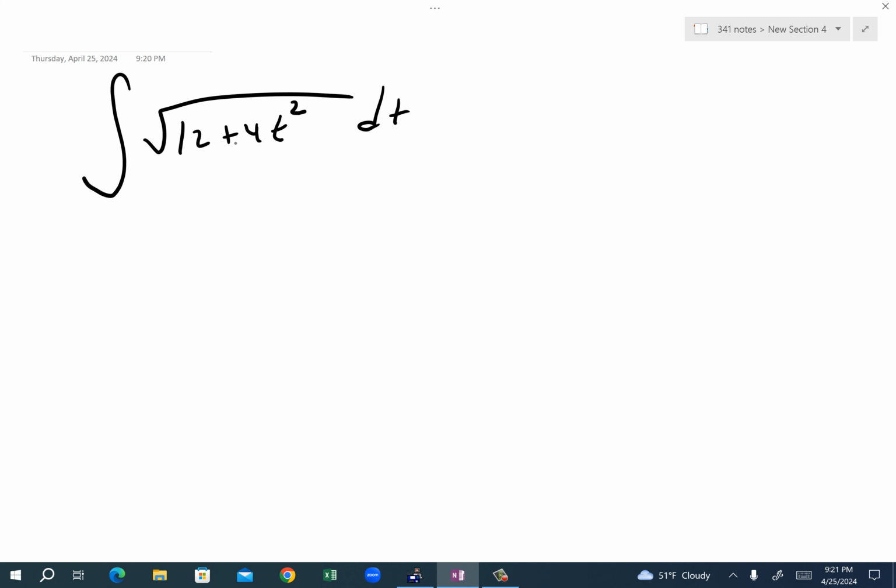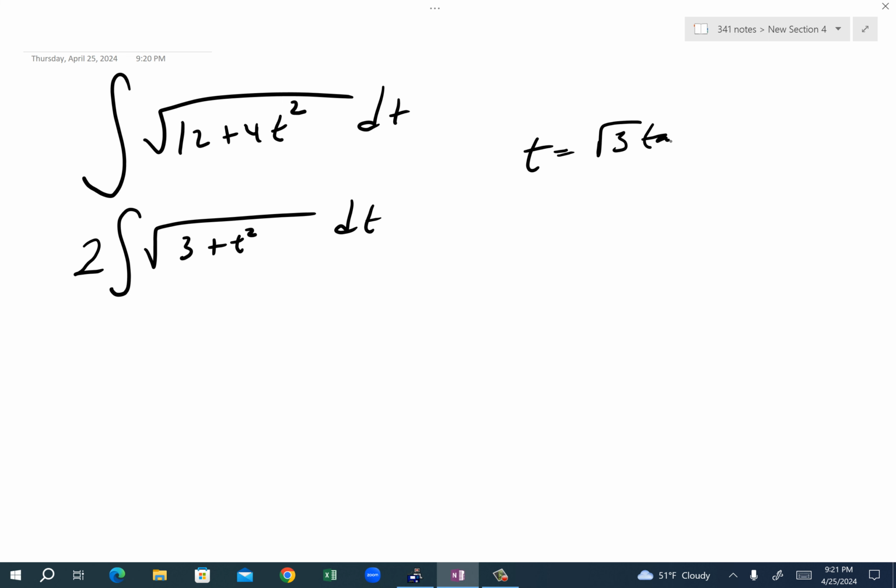Tangent. Can we pull a 4 out of these first? If you would like, you may do that. I think that's what I'm going to do. And pull a 4 out, and it becomes a 2 out front, because it's outside the radical when you do that, so you square root it. And so I'm going to say that t is equal to root 3 tangent theta, and dt then is equal to root 3 secant squared theta d theta.